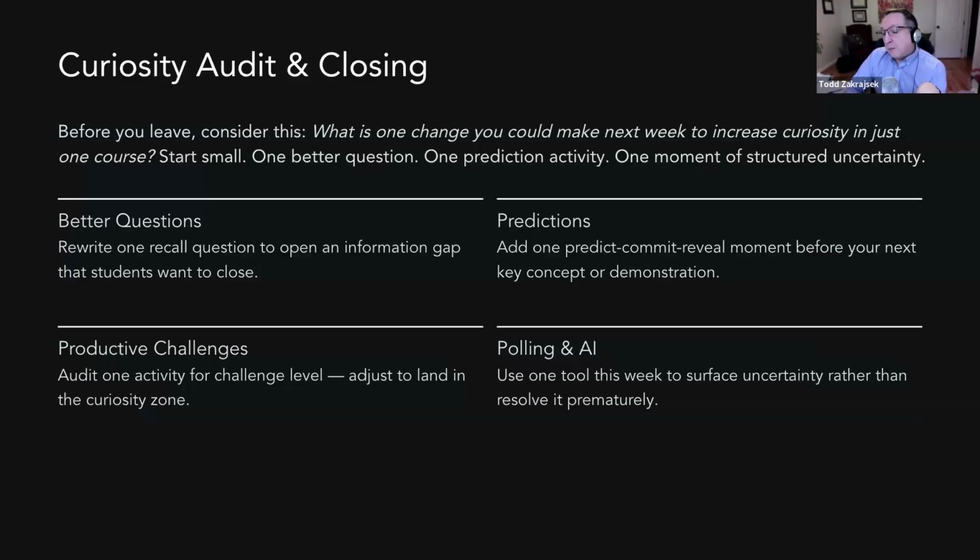So before we leave, and we'll have a few minutes for questions here, just consider one change you could make next week to increase curiosity in just one course, just anything. You could start small. I'm going to look at some questions. I'm going to think differently on how to use AI. And AI is a perfect example. If you ask good questions with AI, you get a lot better answers. And so think about better questions, having people make predictions, having them do productive challenges.